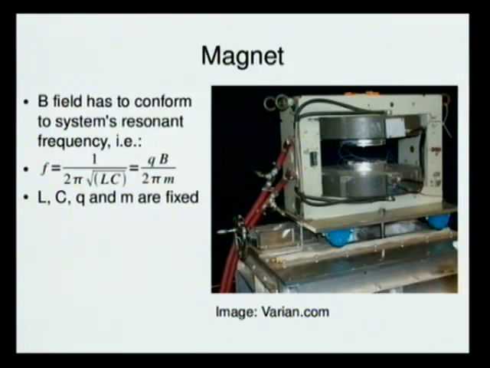Basically, you need the magnetic field to conform to the system's resonant frequency. So those quantities are fixed. Or conversely, if you have a fixed magnetic field, you have to adjust L and C. So the frequency is given. And I'm actually running out of time, which is unfortunate.